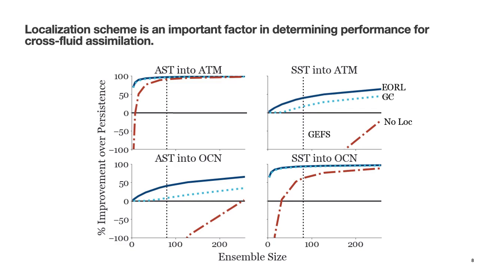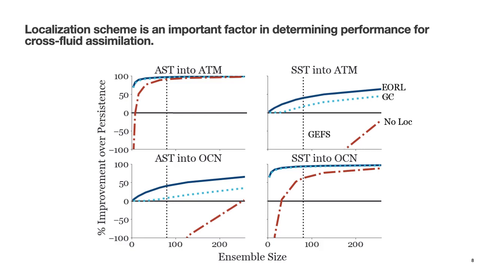But now I'm showing three localization schemes, and they're slightly different. I'm still showing empirical optimal R localization, and I'm still showing Gaspari cone. I've dropped the Gaspari cone with the attenuation factor because we didn't see too much of a difference between those two. And then I'm also showing no localization. So no localization is in this red dashed dot line, Gaspari cone the light blue dashed line, and empirical optimal R localization is this dark blue line.